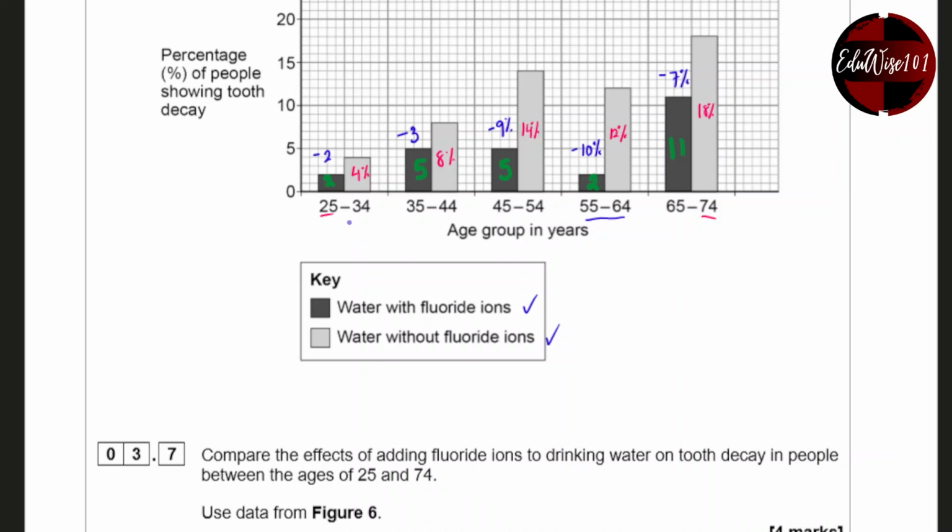So you should be referring to, for example, between the ages of 25 to 30, with fluoride, the percentage of people showing tooth decay decreased by 2%. For 35 to 44, it decreased by 3%. With 45 to 54 age group, it decreased by 9%, and so on. The highest decrease was for this age group, minus 10%.